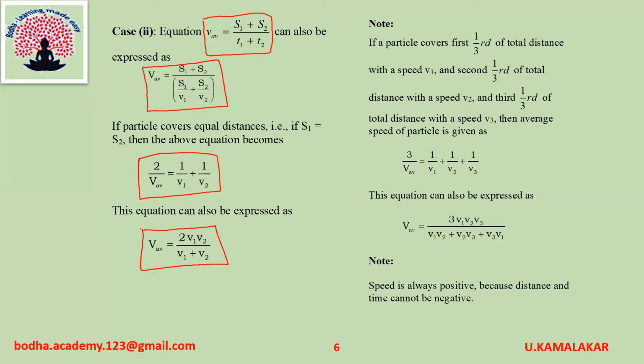Note: if a particle covers the first 1/3 of the total distance with a speed V1, the second 1/3 of the total distance with a speed V2, and the third 1/3 of the total distance with a speed V3, then the average speed of the particle is given as 3 by V average is equal to 1 by V1 plus 1 by V2 plus 1 by V3. This equation can also be expressed as V average is equal to 3 V1 V2 V3 whole divided by (V1 V2 plus V2 V3 plus V3 V1). Note: speed is always positive because distance and time cannot be negative.